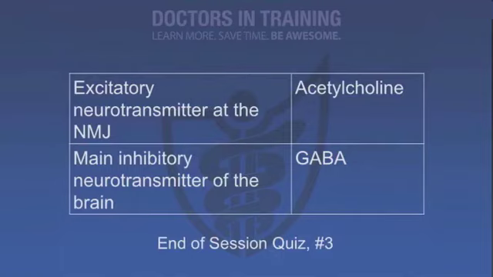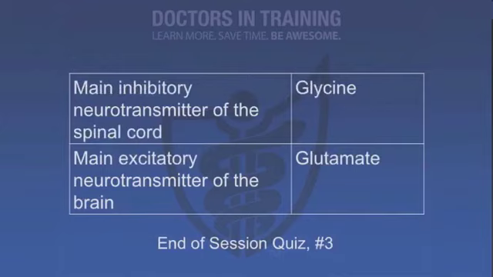Main inhibitory neurotransmitter of the brain, GABA. Main inhibitory neurotransmitter of the spinal cord, glycine. Next, main excitatory neurotransmitter of the brain, that's going to be glutamate. Now we've gone over that twice now, so you should know all those neurotransmitters.